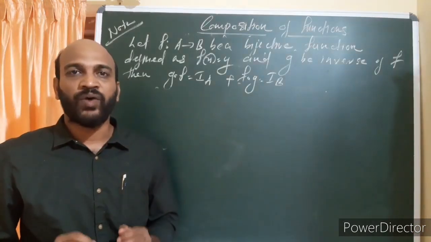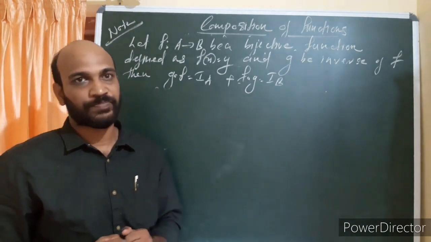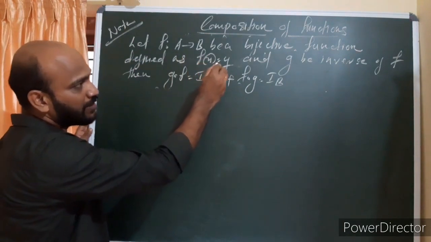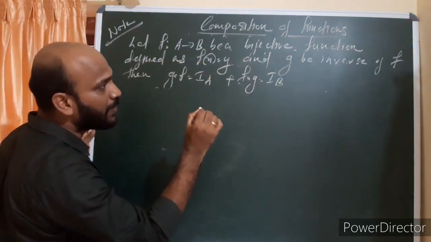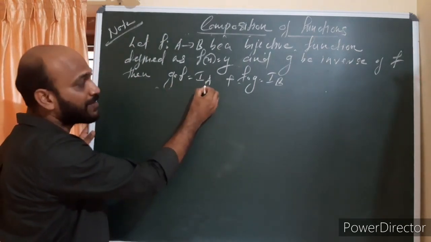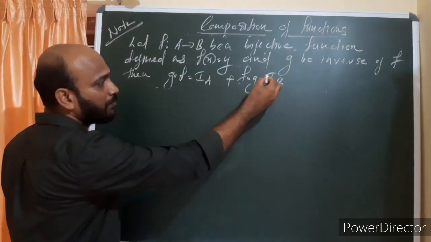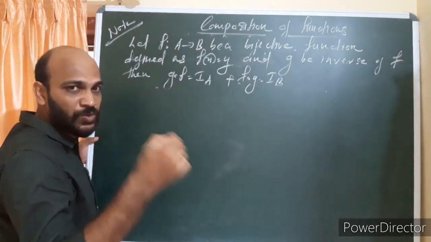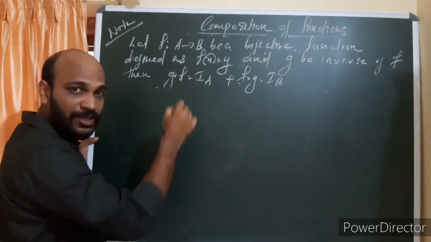Okay. Now consider one result. Using this result, we will find f inverse. It is given like this. Let f from A to B be a bijective function defined as f of x equal to y, and g be the inverse of f. Then g of f equals I_A, the identity function on A, and f of g equals I_B, the identity function on B. Identity function on A means A to A. That means you have to show that g of f is an identity function from A to A.